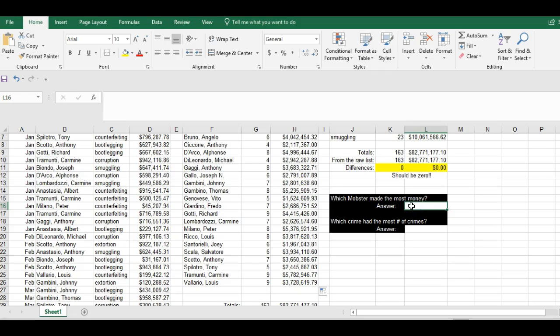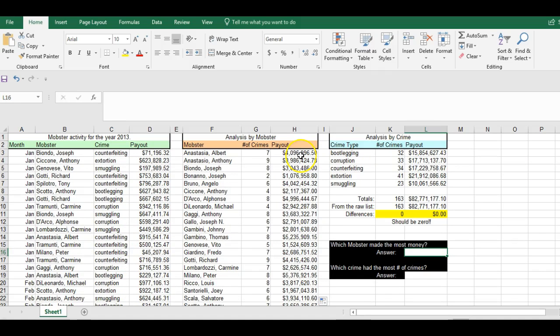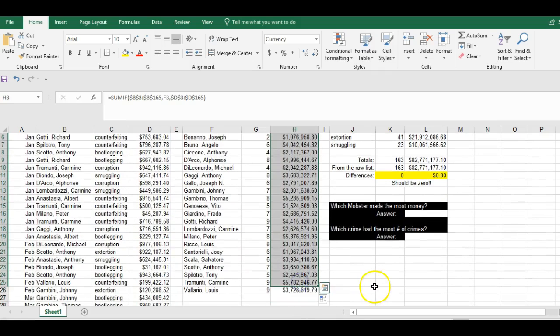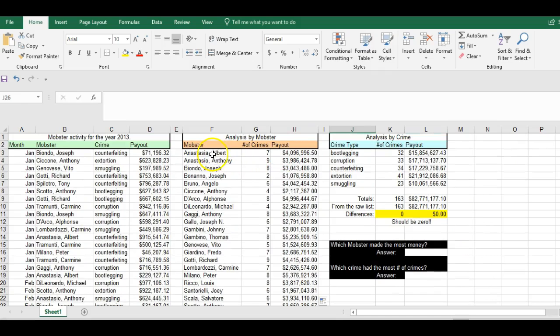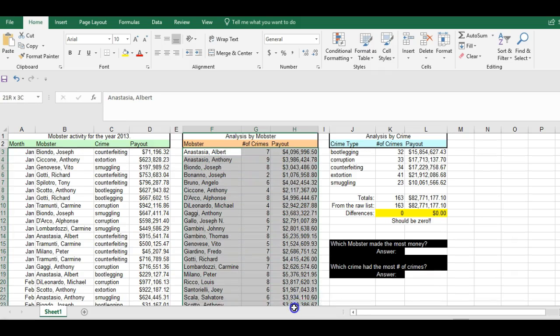Which mobster made the most money? I am not going to go through this list and try to find the highest number on my own because it would take forever. So what I'm going to do is I'm just going to do a sort. So I'm going to highlight where it says Anastasia, Albert. I'm not going to highlight these guys right here. I'm not going to highlight row 1 and 2. I'm going to start out with row 3 and highlight all the way down.